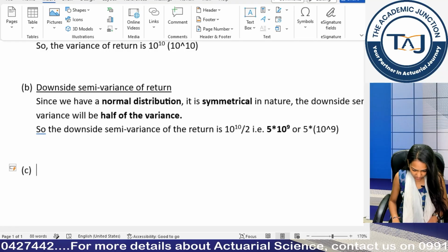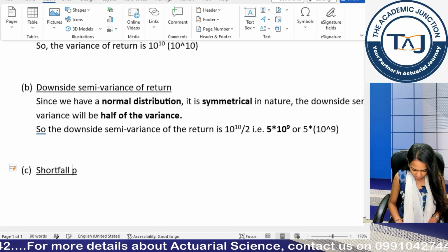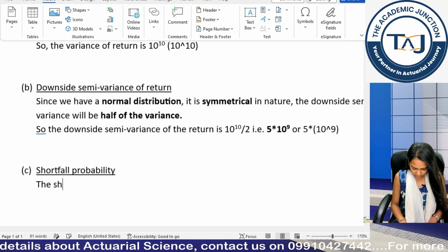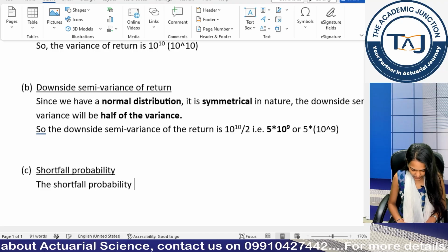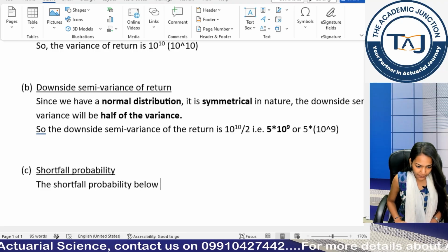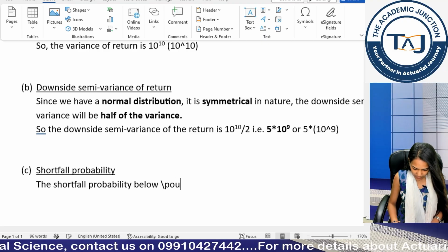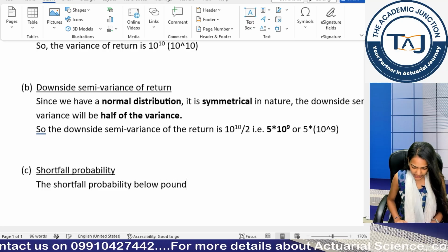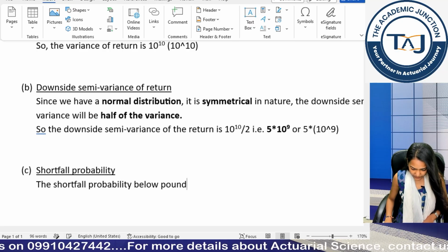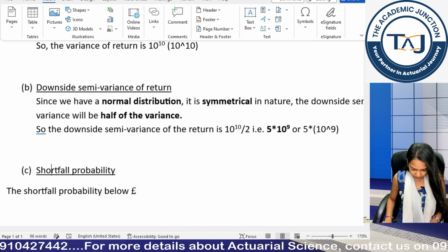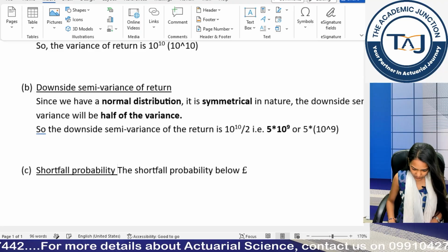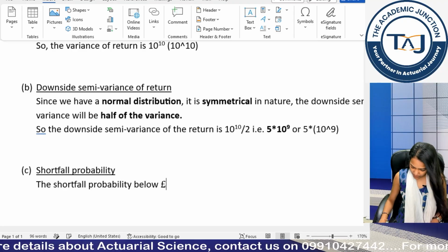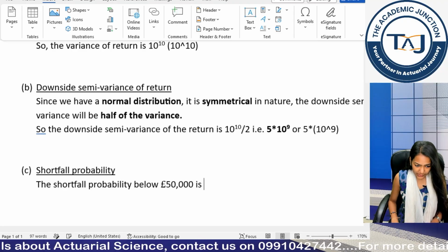Let me give the heading to it. We are calculating the shortfall probability. Control U. So the shortfall probability below. Now again I have to click the pound. So we simply write pound and then F3. Yes, I changed back the alignment. Okay. So below pound 50,000 is, what is it?